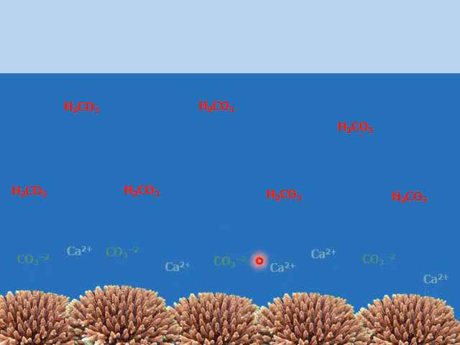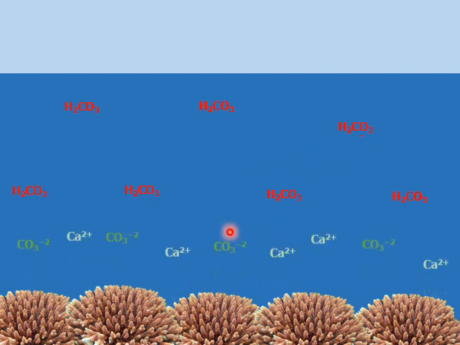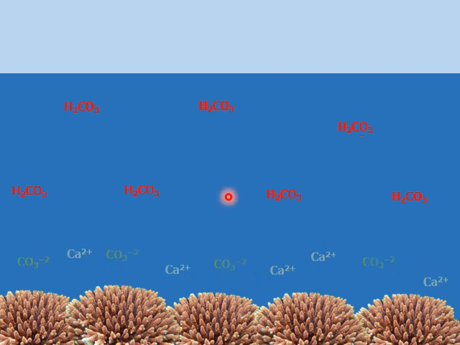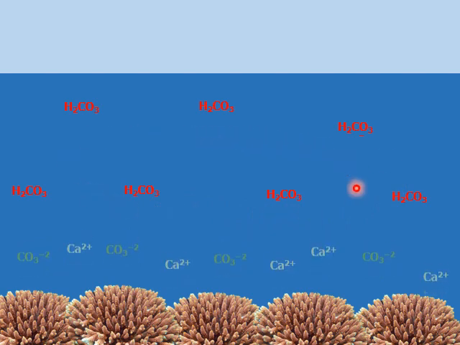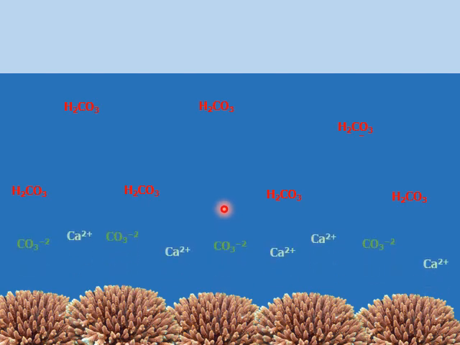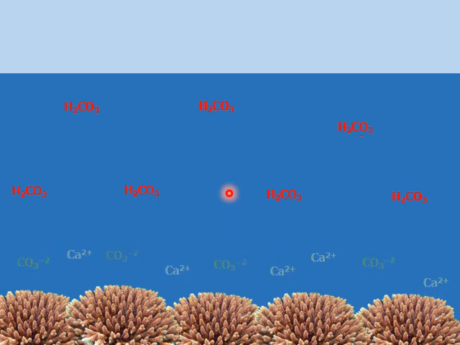Where this becomes a problem for corals is that CO3 2-, carbonate, acts as what's known as a buffer. A buffer is something that will neutralize an acid. It will take away the effect of an acid, and it does that by combining with hydrogen ions. So all of those excessive hydrogen ions that are now in the water start combining with carbonate, and carbonate neutralizes that acid. That is great because it makes the water less acidic, but it means there is less carbonate in the water now.